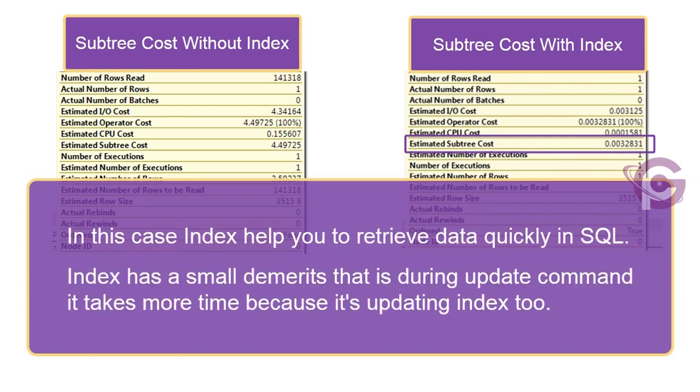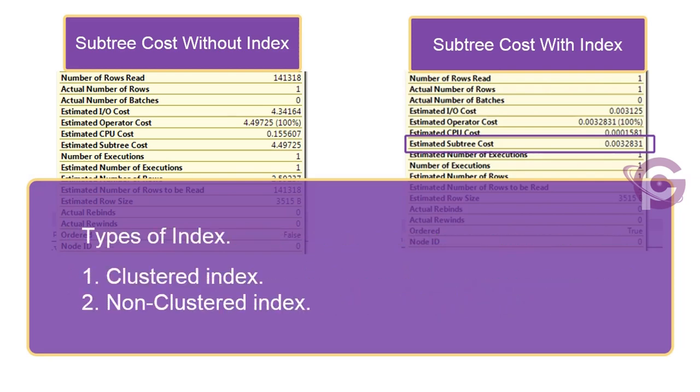Index has a small demerit. That is, during an update command, it takes more time because it's updating the index too. Types of index: clustered index and non-clustered index.